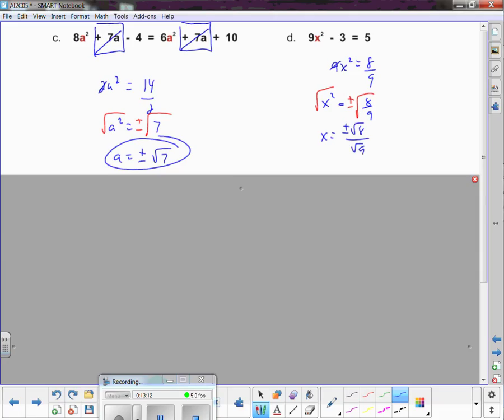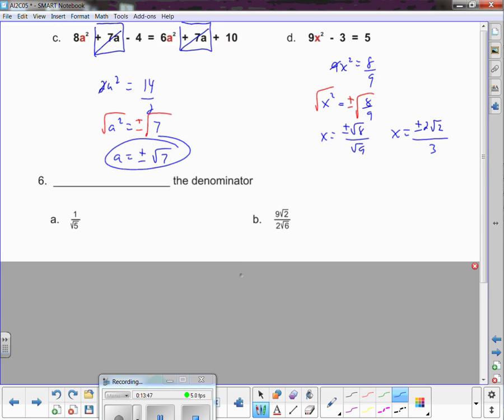Are we done? No, because we can simplify both the square root of 8 and the square root of 9. So hopefully you agree the square root of 8 is 2 times the square root of 2. Because what is an 8? 2 times 4. What's the square root of 4? 2, right? 2 comes out, a 2's left in, and we all know the square root of 9 is 3. So you end up with plus or minus 2 times the square root of 2 over 3. So one root is 2 times square root of 2 over 3. The other root, negative 2 times square root of 2 over 3. Fair enough?